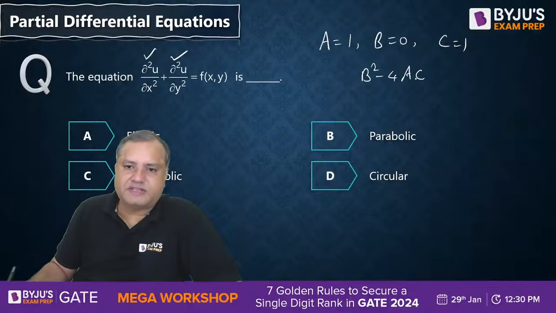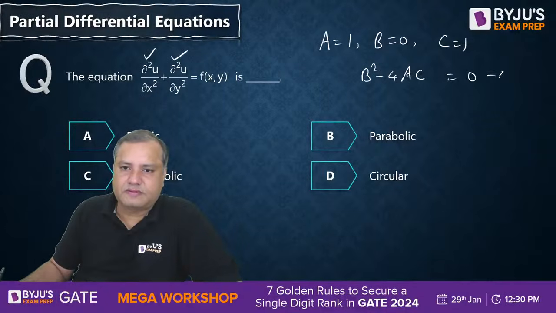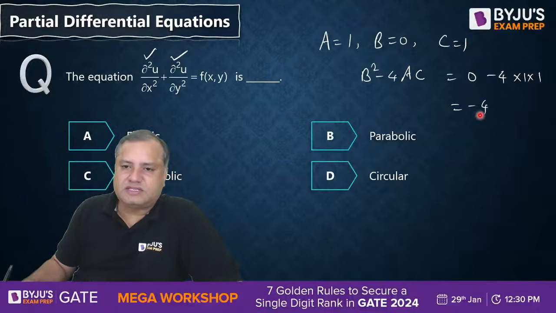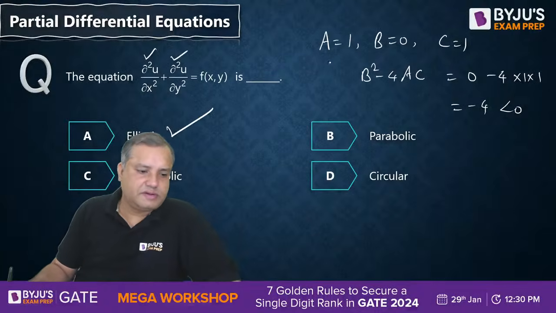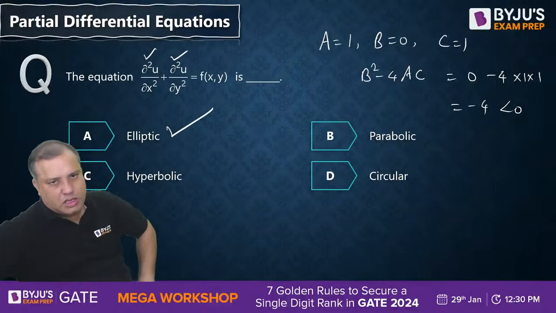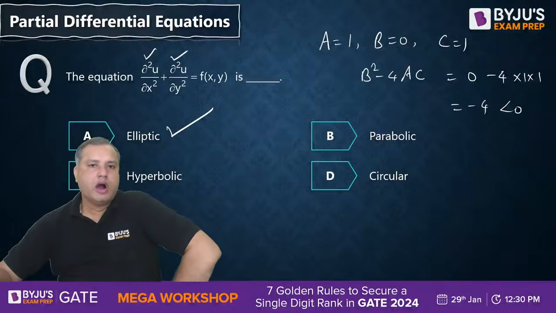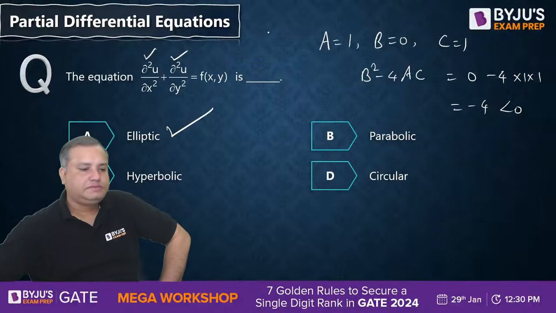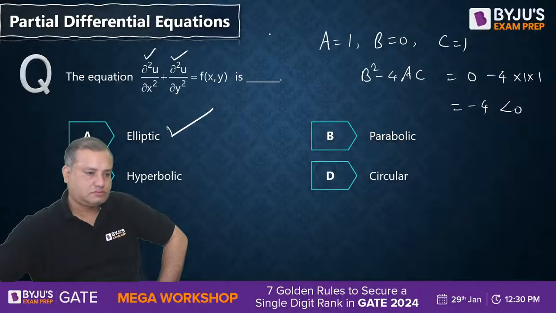B square minus 4AC is less than 0. Less than 0 means elliptic, the first one. Elliptic equation. Next.